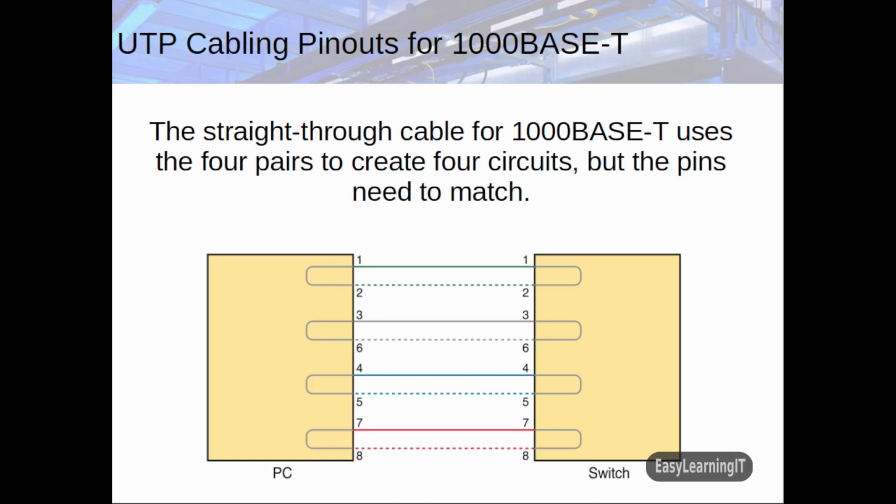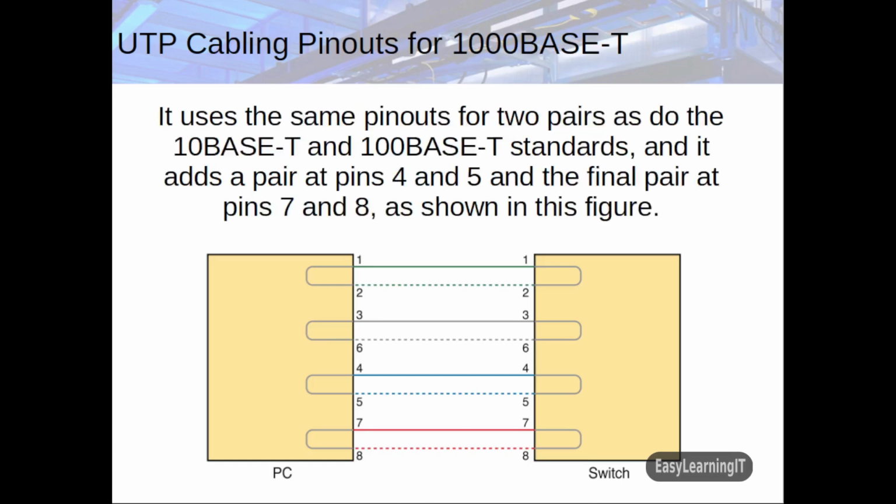The straight-through cable for 1000BASE-T uses the 4 pairs to create 4 circuits, but the pins need to match. It uses the same pinouts for 2 pairs, as do the 10BASE-T and 100BASE-T standards, and it adds a pair at pins 4 and 5, and the final pair at pins 7 and 8, as shown in this figure.